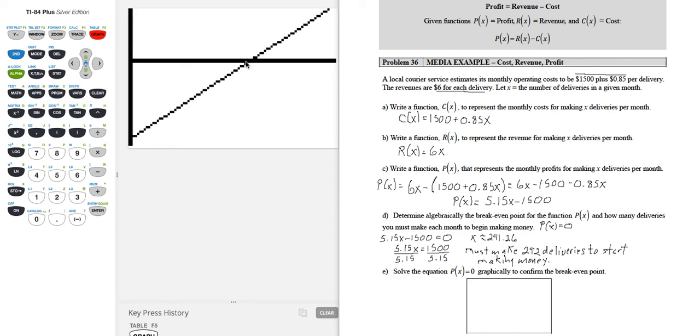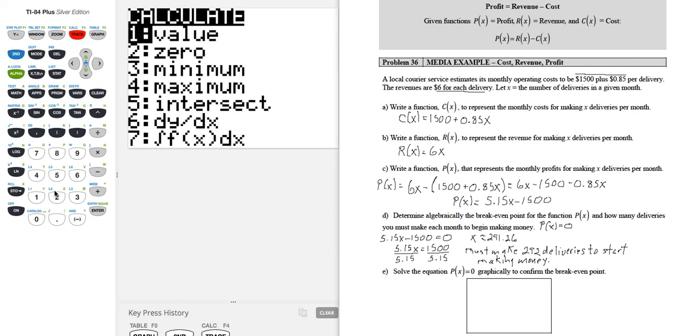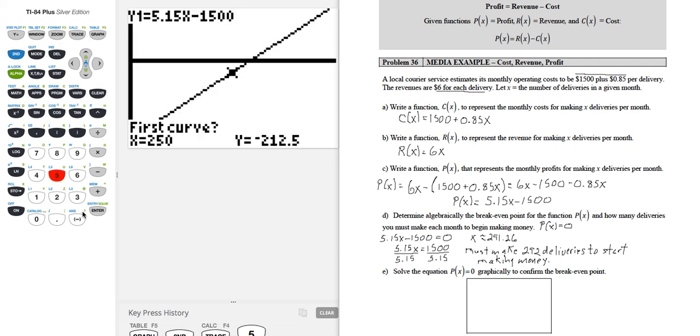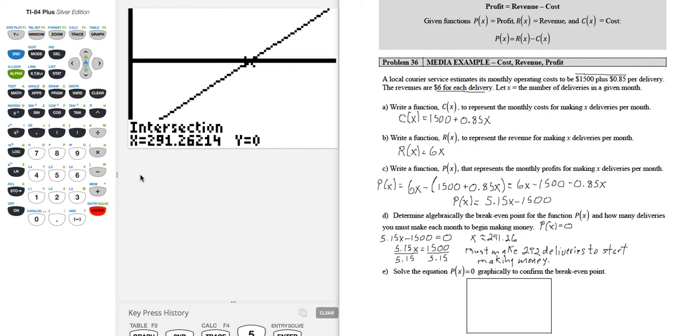What I want to know is what's the x value right here, and if it matches the algebra that was done in part D, it should be about 292. So I'm going to use my intersection process. Second, calc, number 5 is intersect, and then I'm going to press enter 3 times to navigate to the intersection. I see that I have 291.26, which is the same thing that was found algebraically.